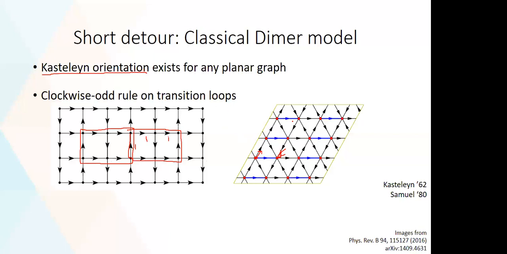But what is again the rule? Can you state again the rule? So the rule is summarizing this clockwise odd rule. If you go along a transition graph loop and you count the number of arrows that go against your direction, you should find an odd number of such arrows. And it actually doesn't matter if you go clockwise or counterclockwise, because these loops are necessarily even.